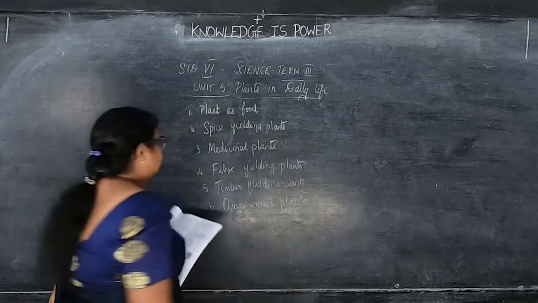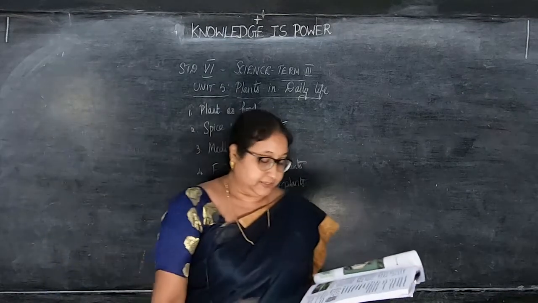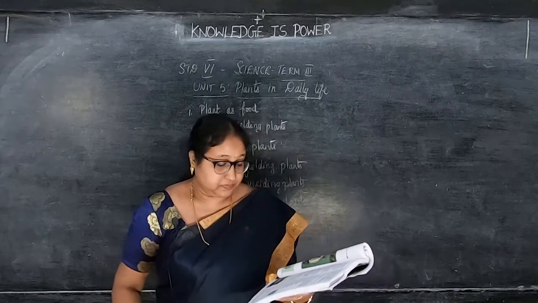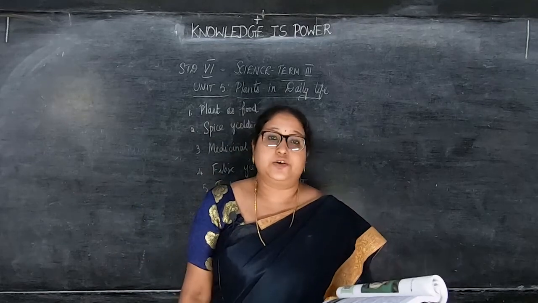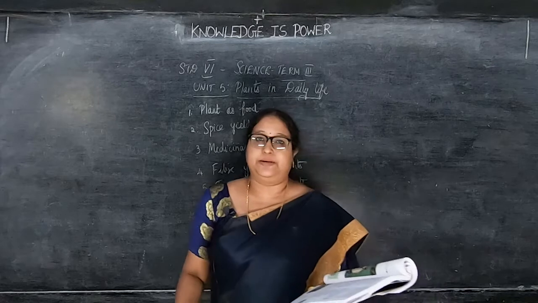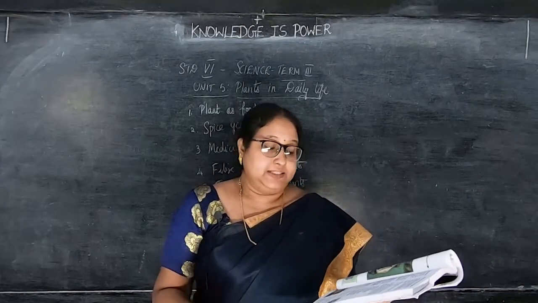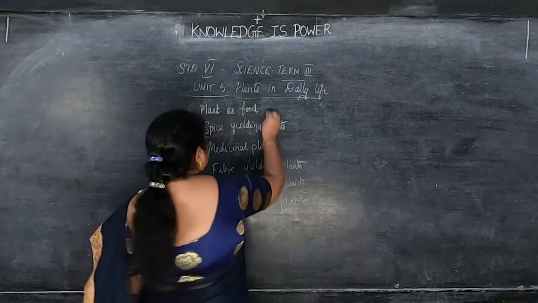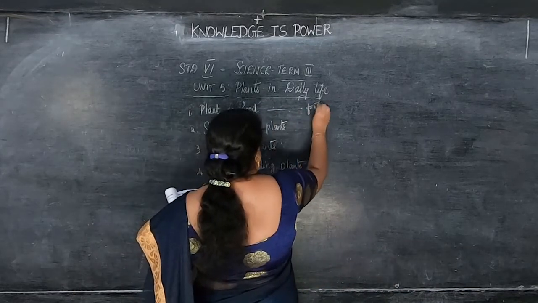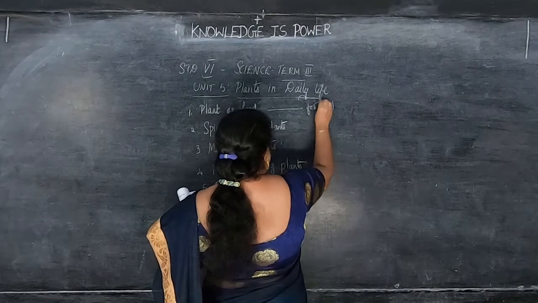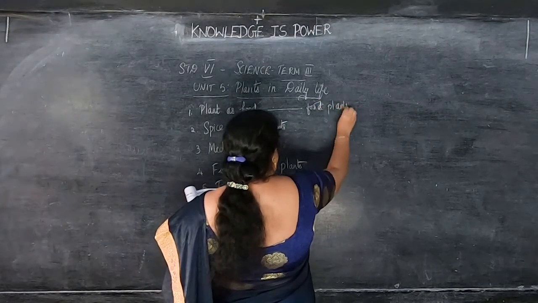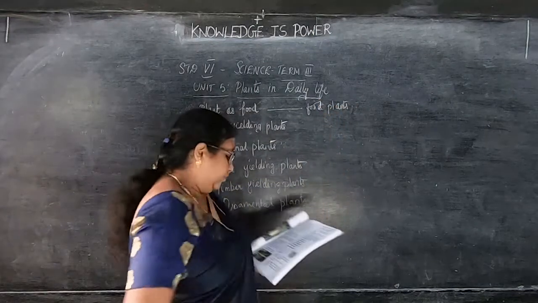Now we are going to learn about this one by one, okay. Now first, plant as food. Plants are the main source of food for the human beings. So for the human beings, plants are the important thing to be taken as food. And these plants are known as food plants. The plants which we take in the food are known as the food plants.